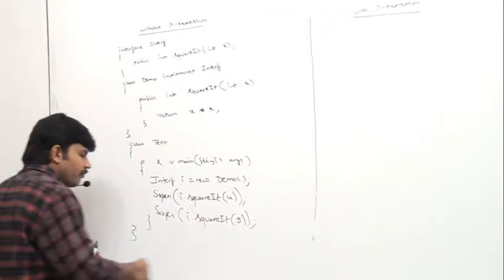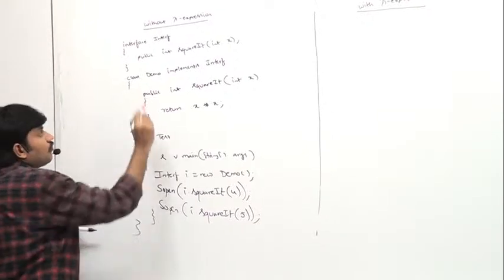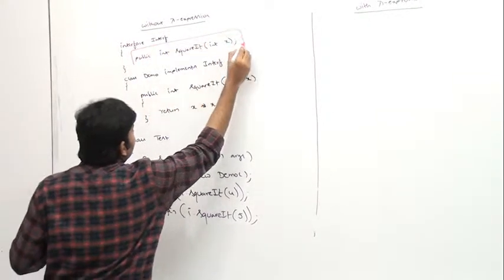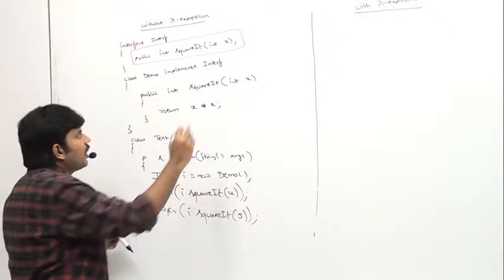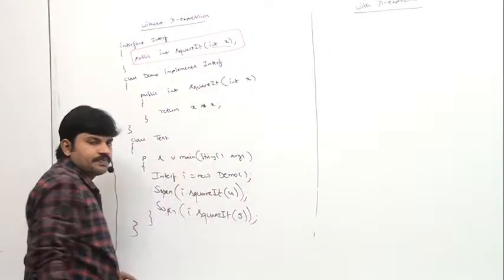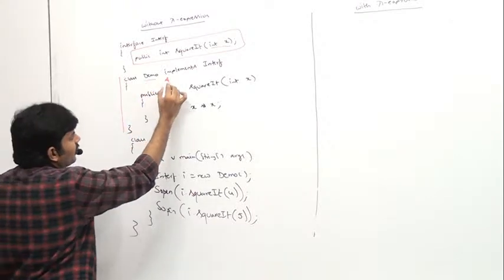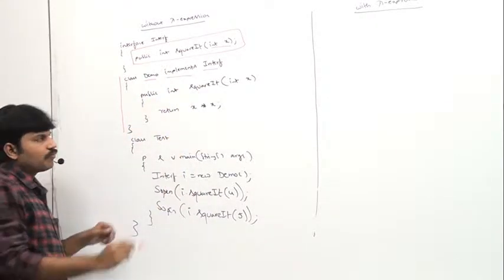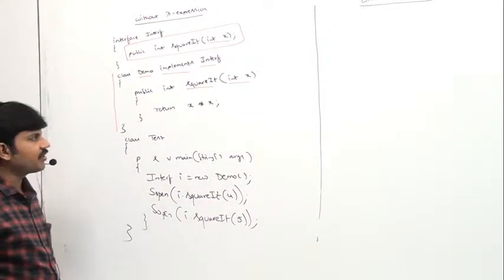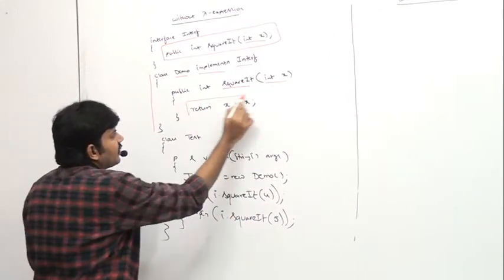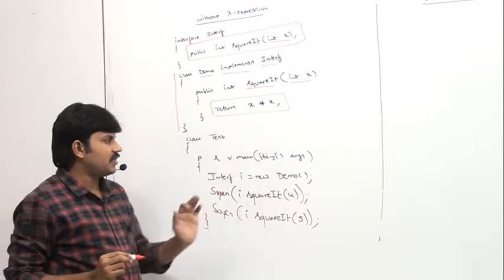I have one interface: interface Interf with public int squareIt. Are you getting what the method is? squareIt is the method. I will provide one int value. Then the normal class implementation: class Demo implements Interf, public int squareIt(int x), return x times x.